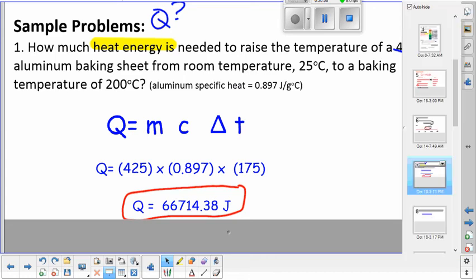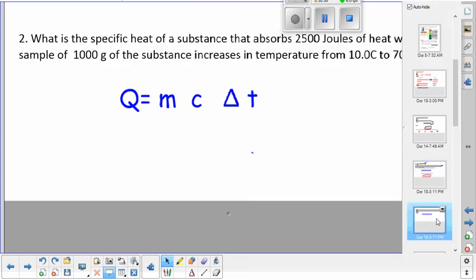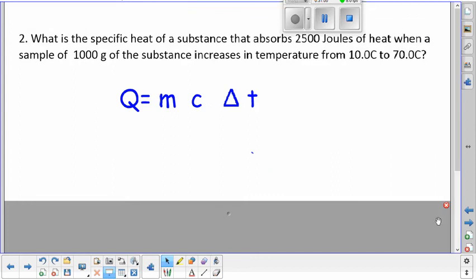Next up, what is the specific heat of a substance? Now, this right here says just specific heat. I didn't use the whole phrase specific heat capacity, but I'm referring to the same thing, okay? So I'm looking for C. Of a substance that absorbs 2,500 joules of heat when a sample of 1,000 grams of substance increases in temperature from 10 to 70.